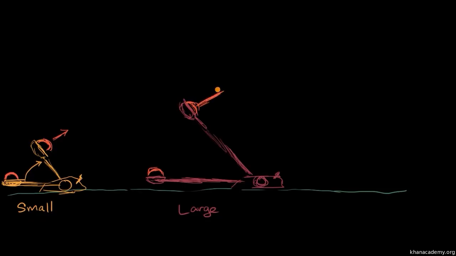Now we know a few things about these pumpkin catapults. Let's say the small pumpkin catapult. The radius between the center of the pumpkin and the center of rotation right over there, let's say that this is r. While for the large one, this distance right over here is 4r.